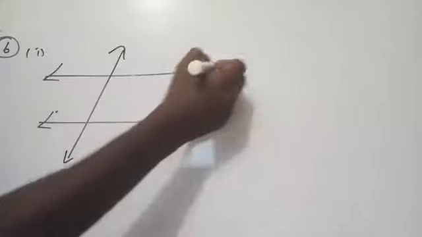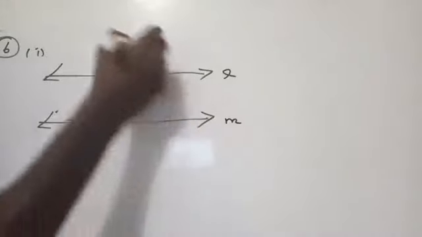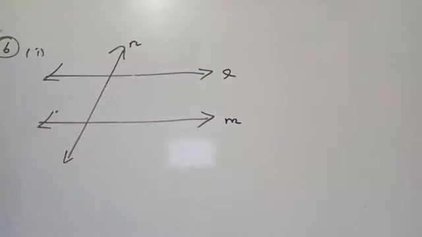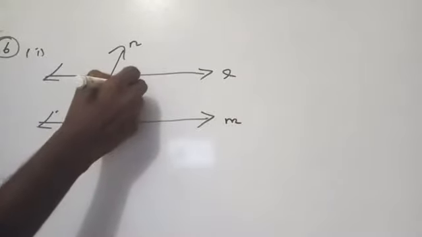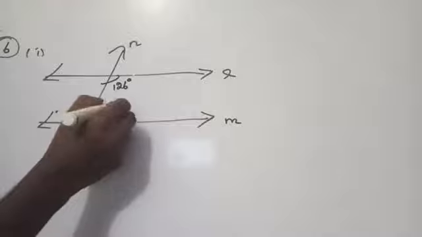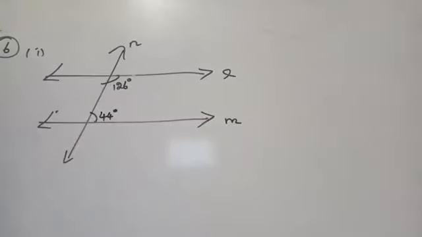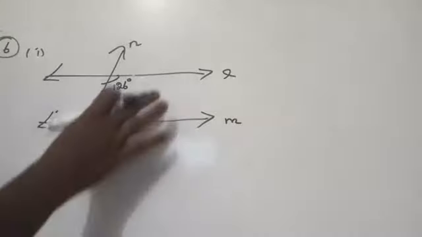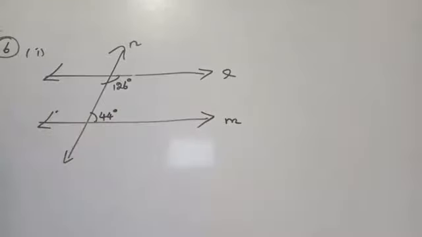So these are the two lines only. L and M are the two lines intersected by a transversal N. It is 126 degree and then it is 44 degree. So these two angles are co-interior angles on the same side of the transversal. What we know is, if co-interior angles on the same side of the transversal are supplementary, then we can conclude that these two lines are parallel.